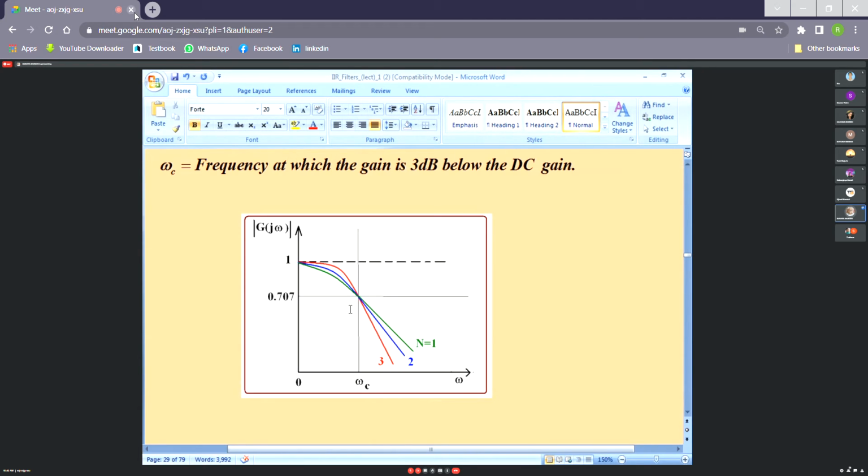So these plots are for the low pass filter. I am considering only low pass filters now.